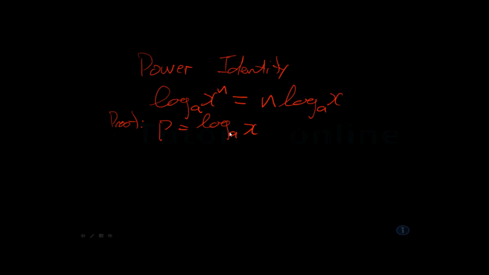Now again, using the basic definition of a logarithm, this equation can be written as x is equal to a to the power of p. Now, let us raise x to the power of n on the left side of the equation. Basic mathematics states if I raise x to the power of n on the left side of the equation, I must do the same to the right hand side, which means then that I can write x to the power of n is equal to a to the power of n times p.